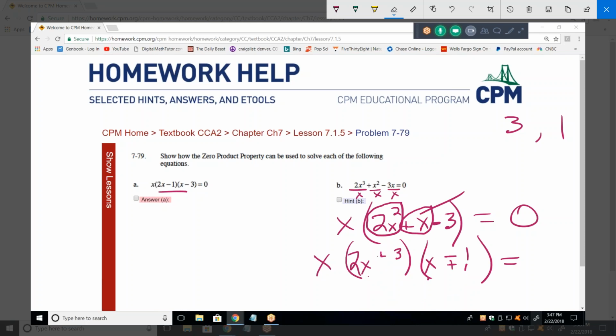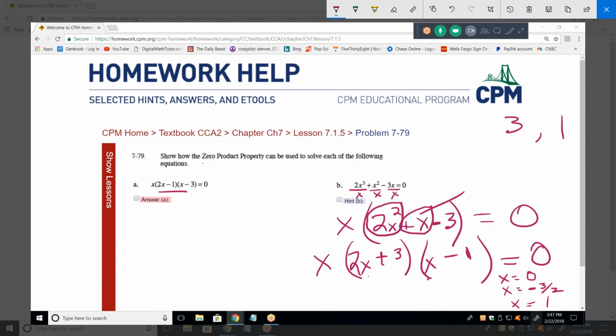Now, so I don't need that minus sign. I don't need that plus sign. In other words, my answer is 2x plus 3 and x minus 1. So, what are my 3 answers? X equals 0, 3 halves. Positive or negative? Negative. And 1. There you go. That's how you do it.